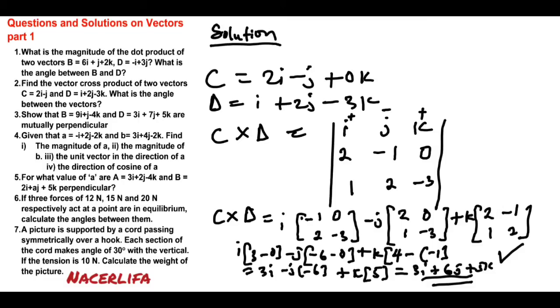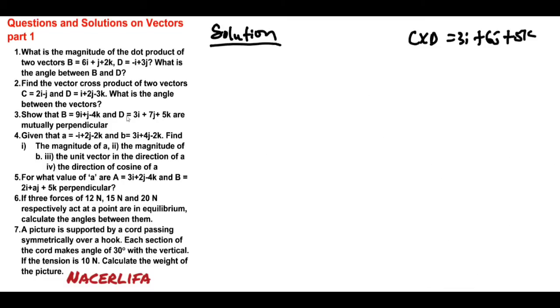So the B part says, what is the angle between the vectors? So we have found the cross product of C and D, and we have this. So how do we find the angle between these two vectors, C and D? We shall make use of this relation: A cross B equals A modulus B modulus sine theta.